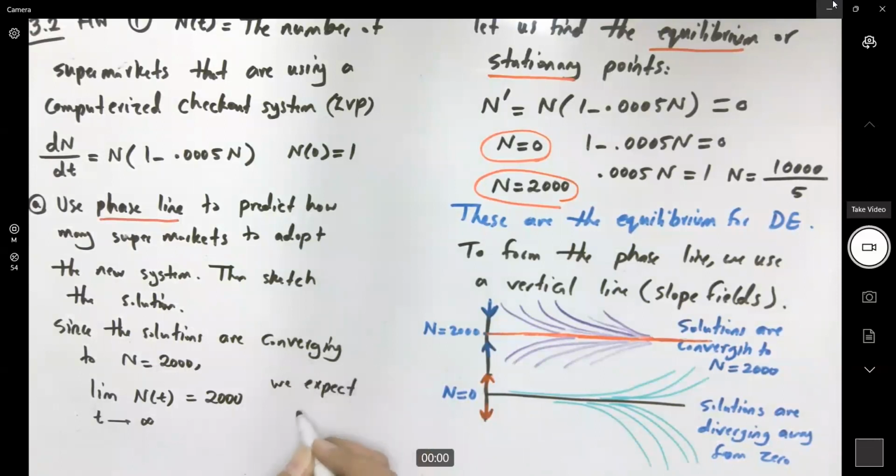We predict that around 2000 supermarkets will be adopting this new system. Very good. Let us take a look at part B.